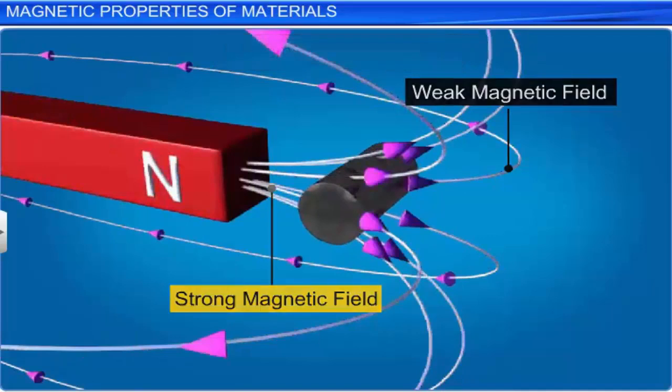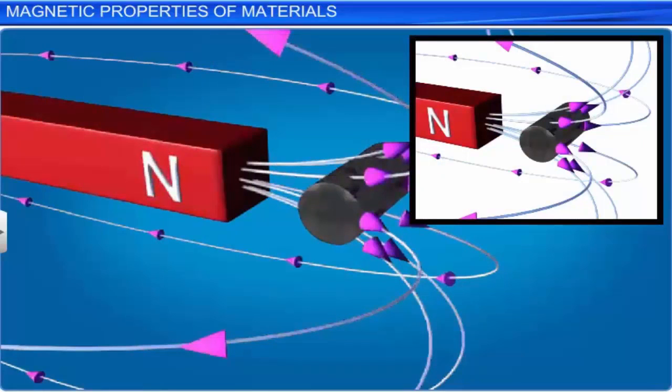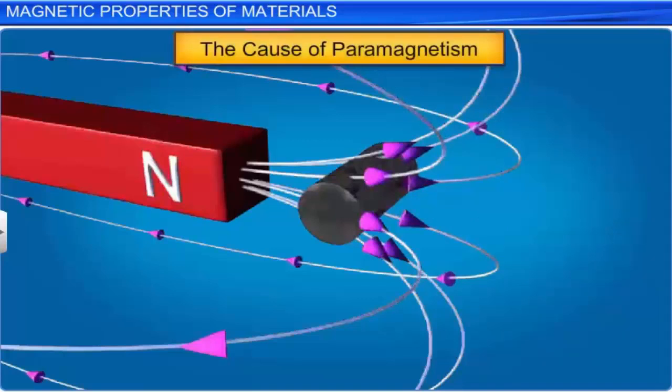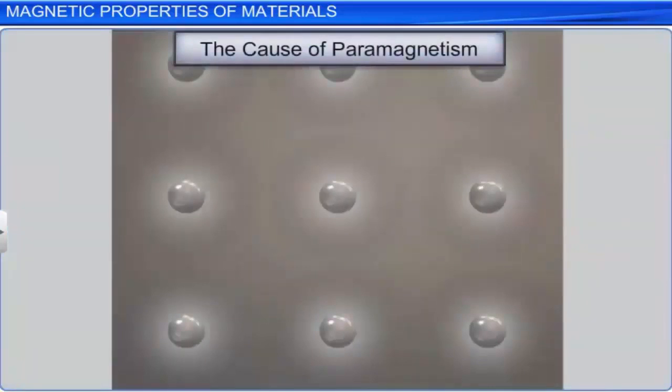The magnetic field lines get concentrated in the paramagnetic material, and the magnetic field inside the material increases. Now let us discuss the causes of paramagnetism. In case of paramagnetic material, individual atoms possess a permanent magnetic dipole moment due to the orbiting electrons in the atom.